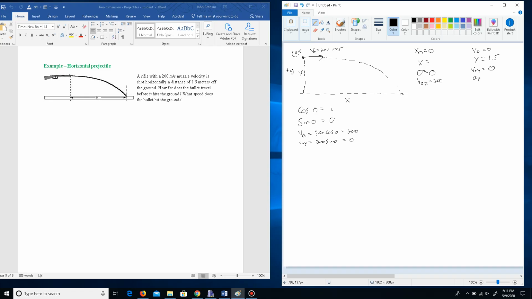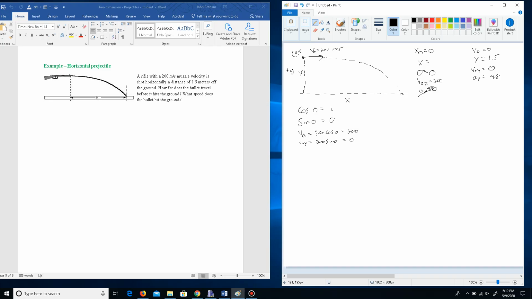The ay is 9.8, and it's going to be positive. And then ax is always 0. That's why we'll leave it out pretty much. And then we don't know the time, and we're not given anything else. What we're wanting to find is your distance, and then we're wanting to find the speed.